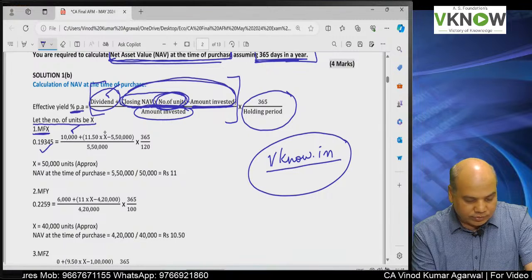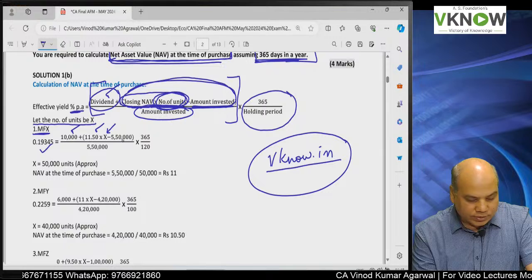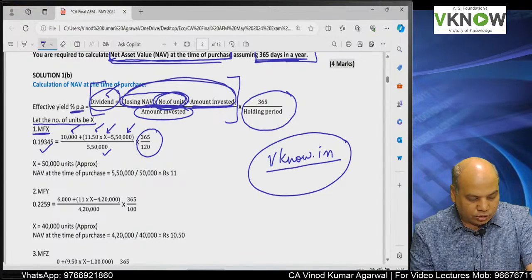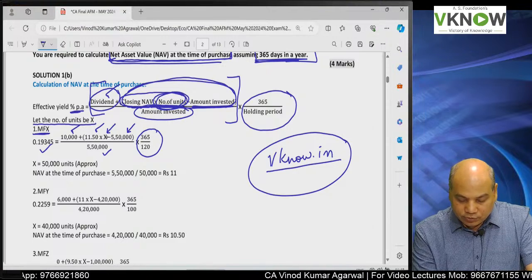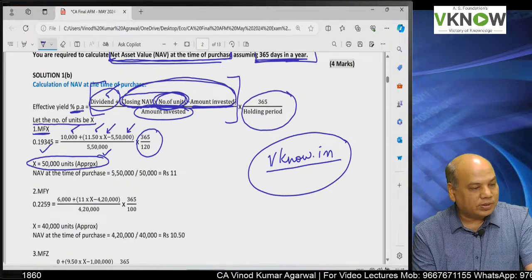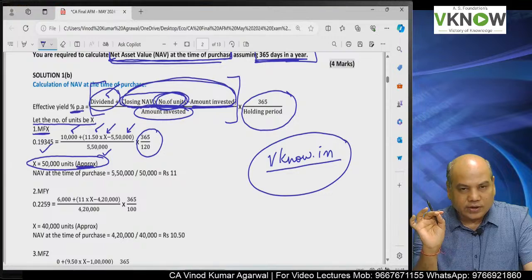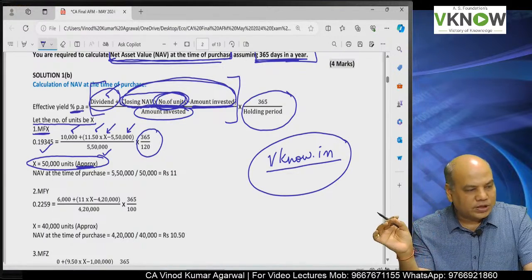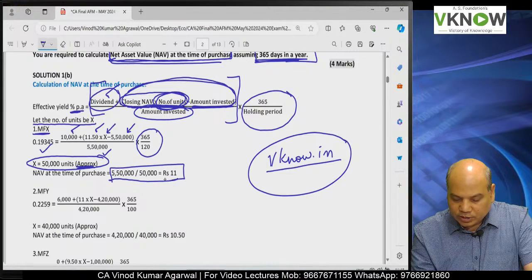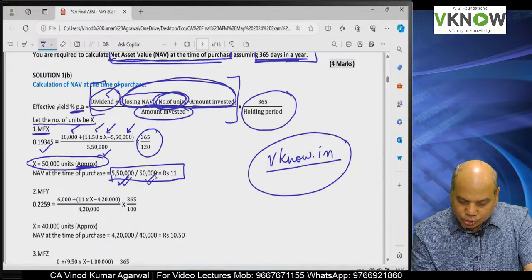Dividend given 10,000, closing NAV 11.15 into number of unit X minus opening investment divided by opening investment into 365 by 120. When you solve this, you get 50,000 units approximately. Approximately means not exactly, because you might get 49,900 point something. So I have rounded off, and therefore NAV on the purchase date will be 5,50,000, the total investment, divided by units.